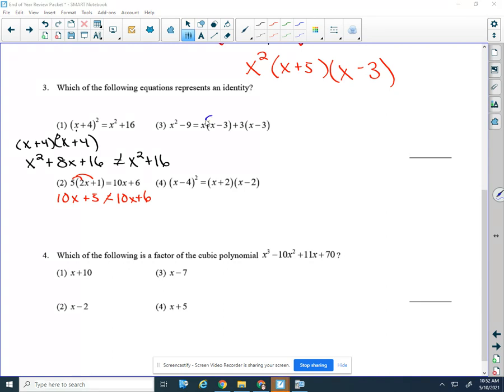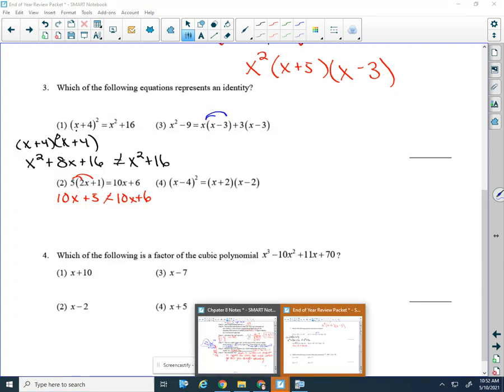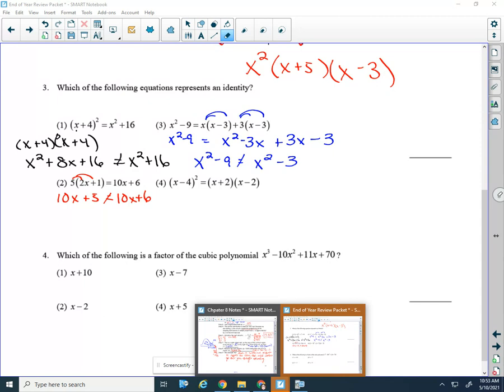Over here, I'm going to distribute. So here's my left side, x squared minus 9. So I have x squared minus 3x plus 3x minus 3. So when I simplify, I have x squared minus 3. Those are not equal. Wait a second. Hold on. Multiplying isn't my forte, I guess. 3 times negative 3 is a negative 9. So actually, this is an identity. x squared minus 9. Whoops.